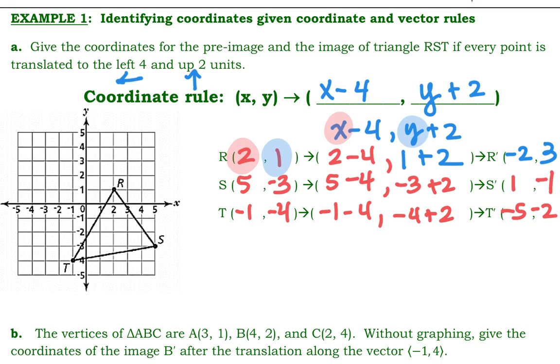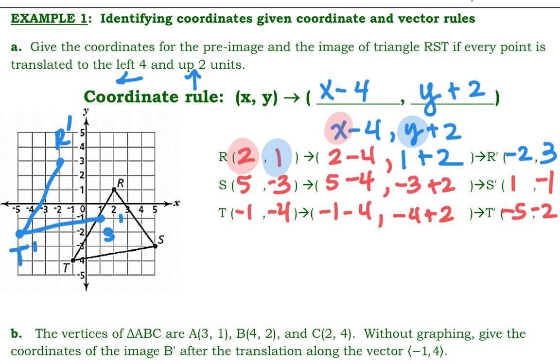I'm going to graph negative 2, 3. So negative 2, positive 3. That would be my R. Then I'm going to graph 1, negative 1. That would be my S. And then negative 5, negative 2, that's going to be my T.